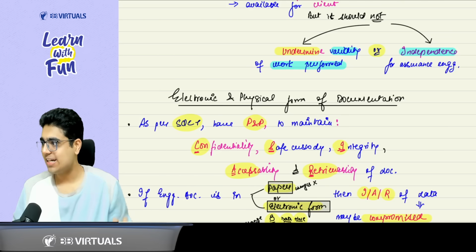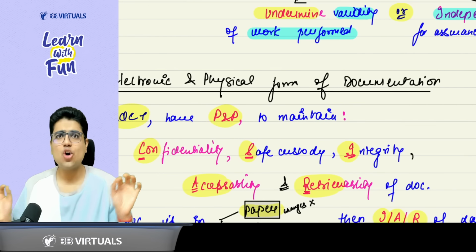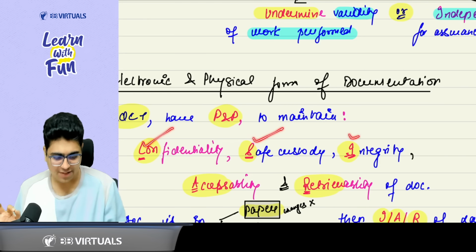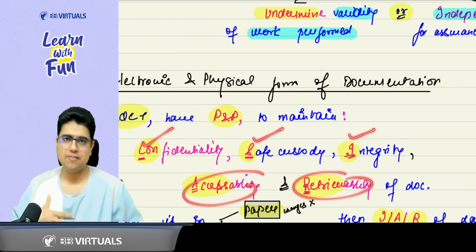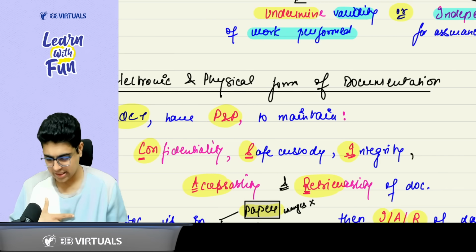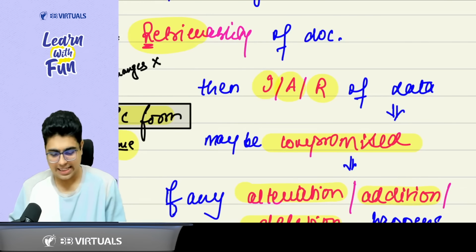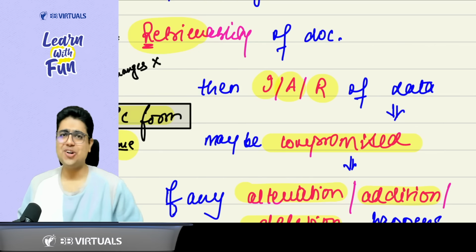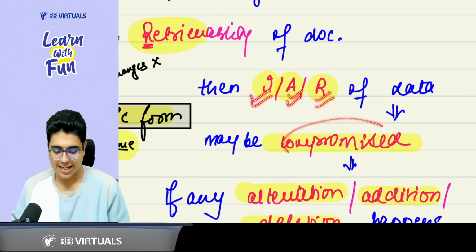As per SQC-1, there should be proper policies and procedures to maintain CONSI. CONSI means confidentiality, S for safe custody, I for integrity, in a way that the documentation is accessible and retrievable. You can access and retrieve the documentation. Now, sir, it can be in paper form or electronic form, but remember, its IRA can be compromised. IRA means integrity, accessibility, retrievability. Come on. Integrity, accessibility, or retrievability can be compromised.